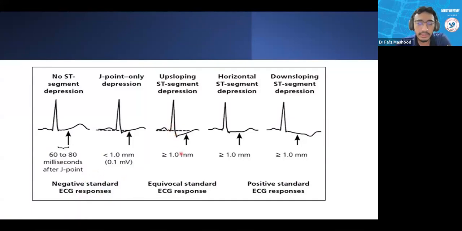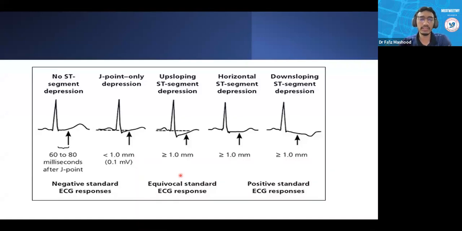So let's say our patient is here. This is the J point, 80 milliseconds is about here. Then what's the distance from the isoelectric line? If it's at least 1 small box or at least 1 mm, it is considered up-sloping ST depression. But 1 small box only is considered equivocal. All right, equivocal.